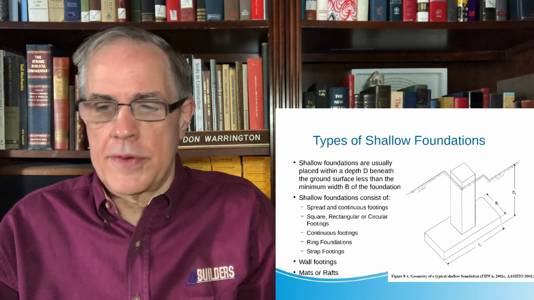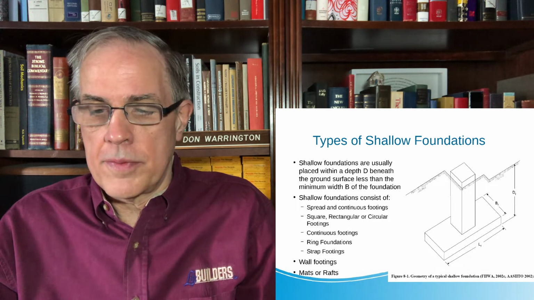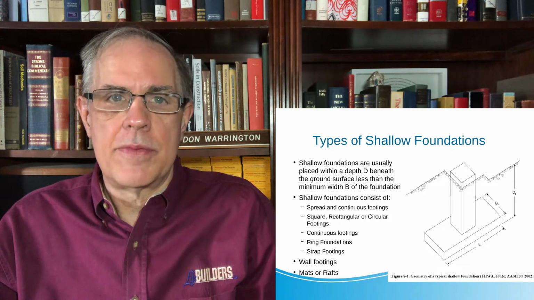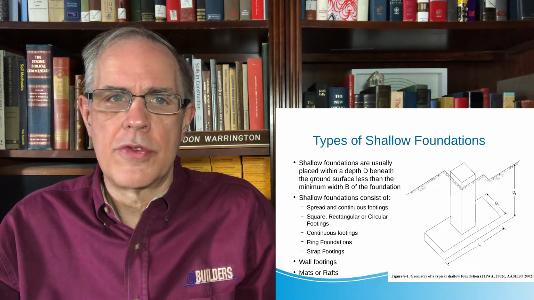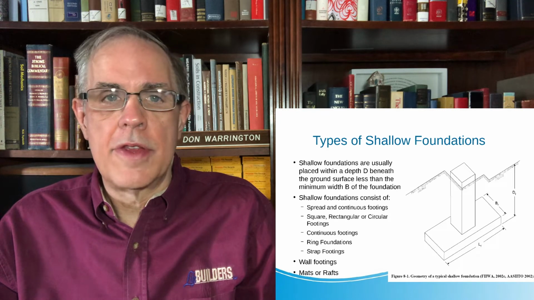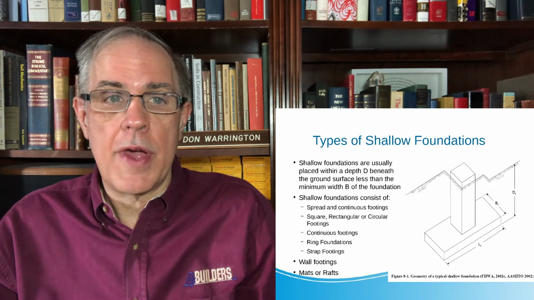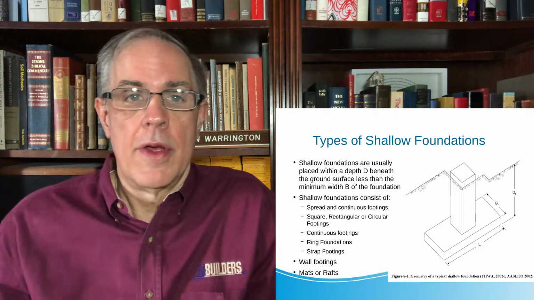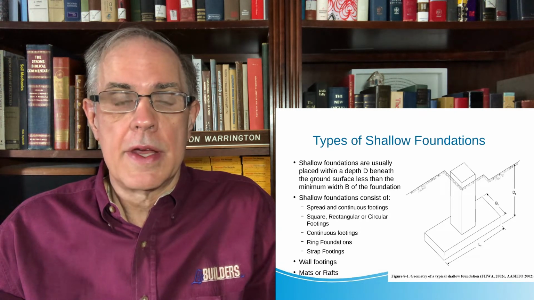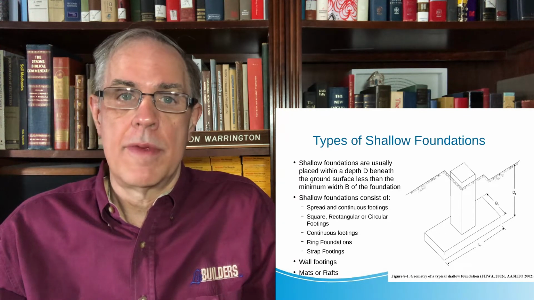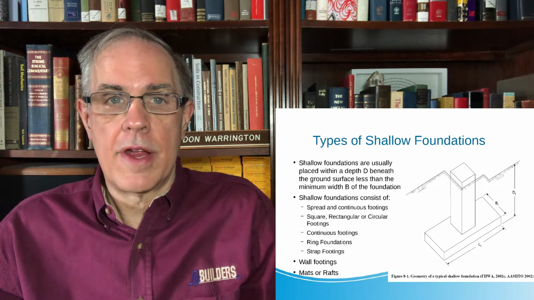First of all, the types of shallow foundations. A shallow foundation is usually placed within a depth D, and it's the rare shallow foundation that's deep. Most of them are a depth D into the soil, which is less than the minimum width B of the foundation. In the case of a continuous foundation, B is all you have, but as you see in this diagram right here, the length L is longer than B by convention, and that's an important convention, and it's one that we'll maintain in our design of shallow foundations.